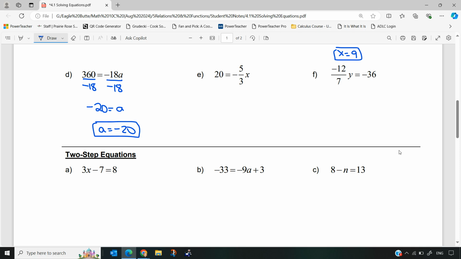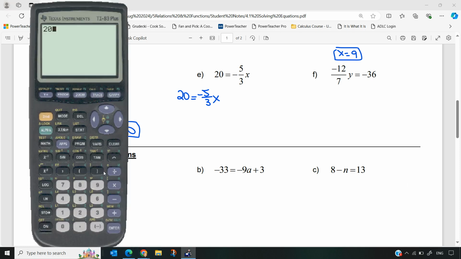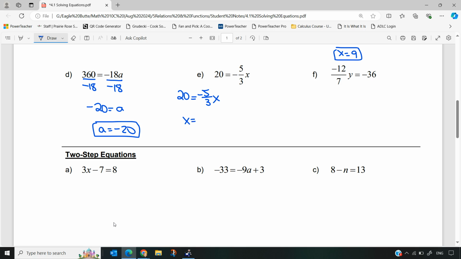For E, we have 20 equals negative 5 over 3x. Again, it might be helpful to rewrite this in a different way. First, we'll start off just writing it as is. We've got 20 equals negative 5 thirds x. Well, right now I have x being multiplied by the negative 5 thirds. So to get x by itself, I'm going to have to divide by negative 5 thirds. On my calculator, I would have 20 divided by negative 5 thirds. Now, if you're going to divide in one step, it's really important that you keep that 5 thirds in brackets. So that's going to give me negative 12. So I'm going to have x equals negative 12. And again, we did that by dividing by negative 5 thirds on both sides of the equation.